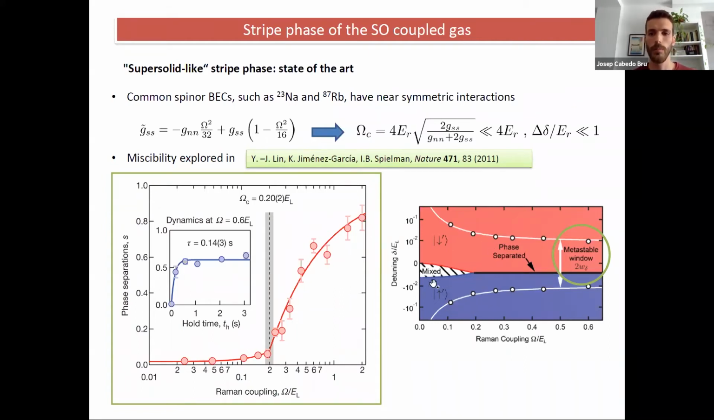has been measured, but not in the ground state, but rather in metastable states, where they prepared a state in an initially spin mixed configuration, and then let it evolve for some time. And they see that from the critical value and on, the system rapidly goes into the phase separation.